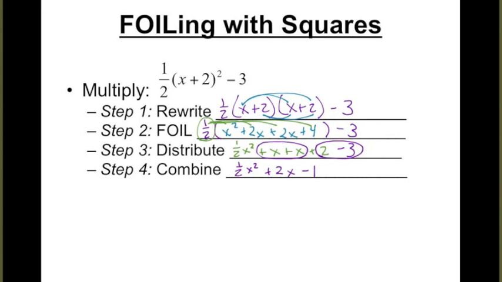If you do 0.5x squared, is that okay? Yep, because it's a clean decimal, 0.5 is okay. Questions on foiling?